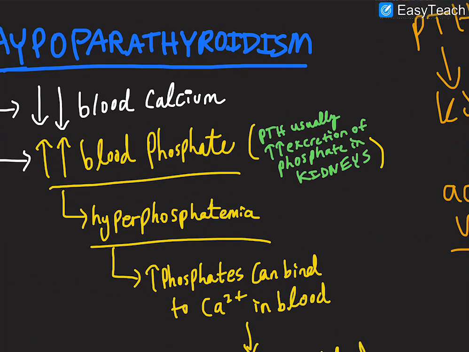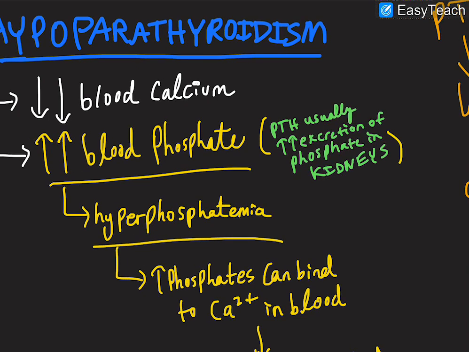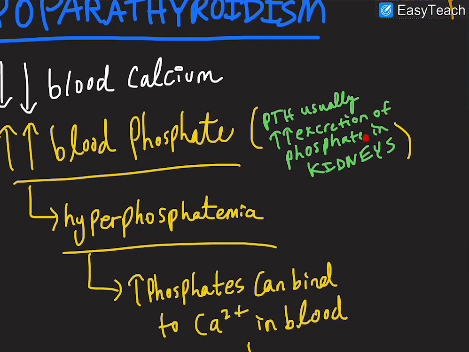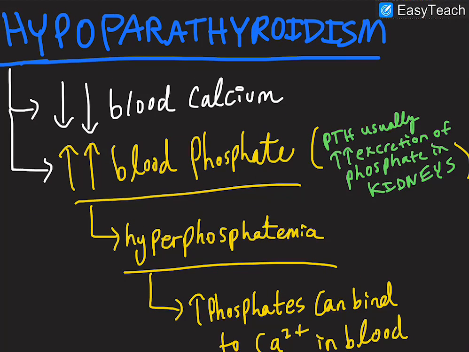If you have hypoparathyroidism due to dysfunctional or absent parathyroid glands, you don't have PTH secretion. Now remember, usually PTH increases excretion of phosphate in your kidneys, as we just mentioned. But if you can't do that due to no PTH, then you're going to have increased blood phosphate levels, which will also further contribute to decreased blood calcium levels, because remember, phosphate binds calcium, decreasing calcium levels in the blood.